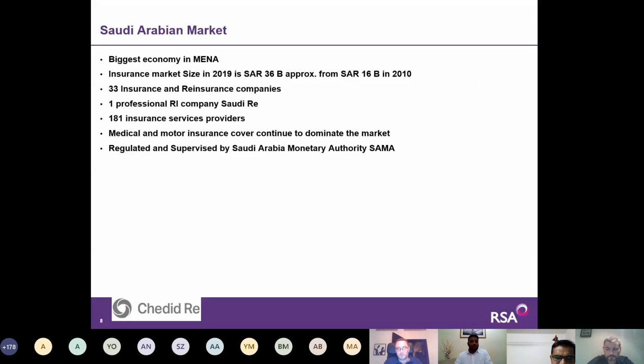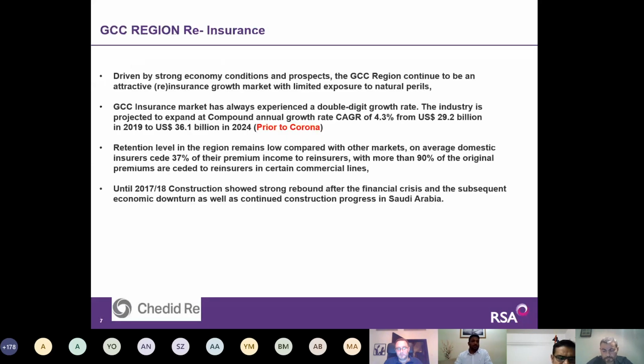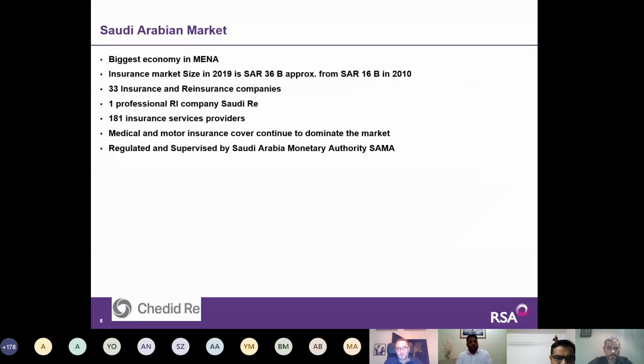So this is all we know, and definitely it will also have an impact due to the corona situation. But as we discussed, it is still early to decide what the impact of corona will be. So let's move on to the next slide, which will give you a more detailed look at the Saudi Arabian market, which is the biggest economy in the MENA region, as we discussed in the GDP slide. The Saudi Arabian GDP is almost 779.289 billion US dollars, and the insurance market size in 2019 is approximately Saudi Riyal 36 billion, grown from 16 billion in 2010.